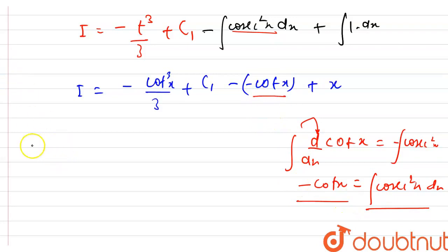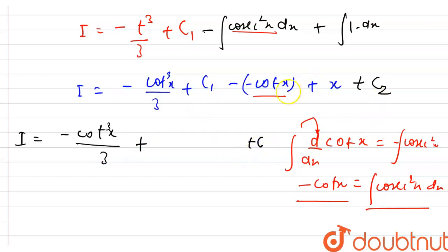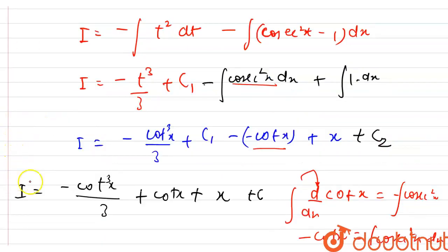Finally, I can write my final answer, which is I equals minus, and here we should write a constant, that is plus c2, because of these integrating constants. Now this is minus cot cube x over 3 plus c1 plus c2. I'm writing the complete constant as c, and minus minus becomes plus, so it is plus cot x plus x. This is the final answer for the second part.